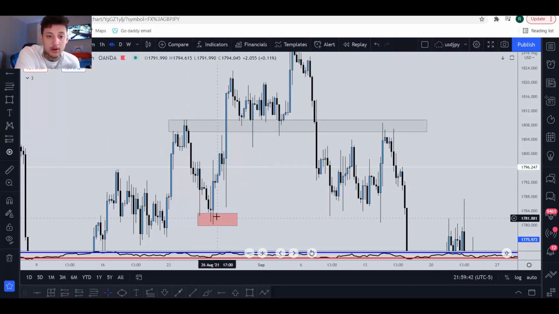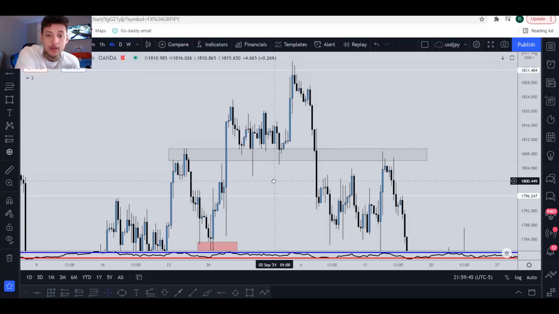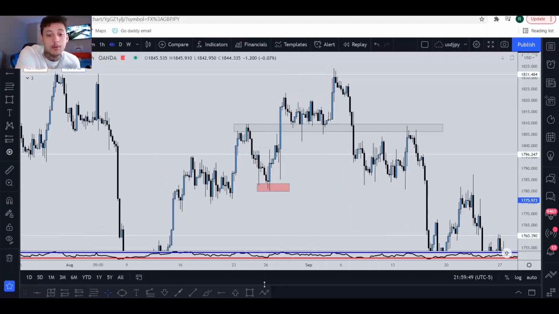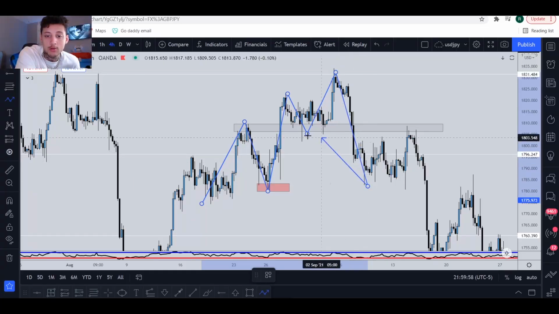Higher high, higher low, higher high, higher low, higher high, break of structure, lower low, right? I'm going to mark that off for you one more time. Higher high, higher low, higher high, higher low, higher high, lower low. Break of previous higher high is a break of structure, is a change in trend. And look what happened after that.